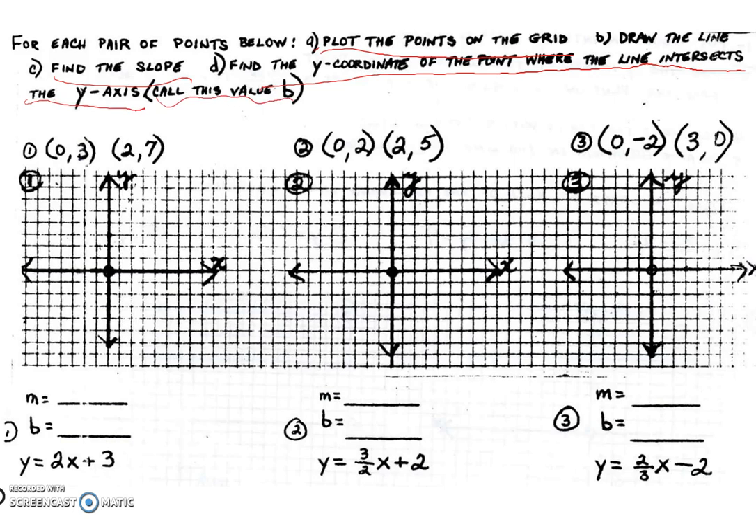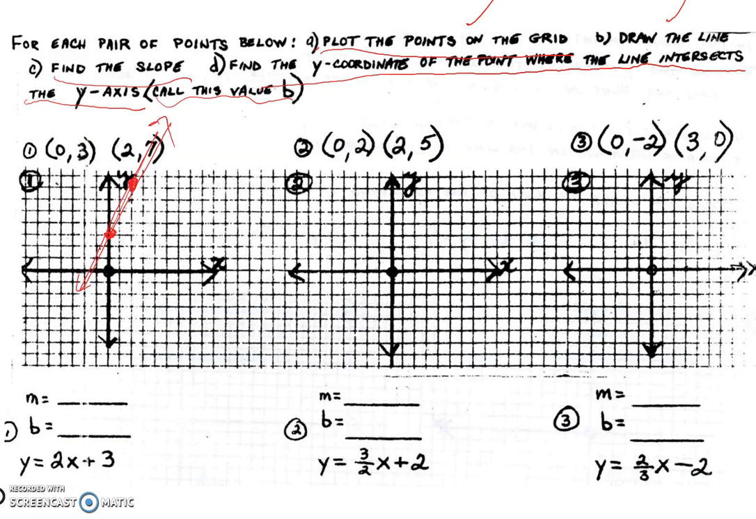Okay, so for the first one, we plot a point at 0, 3. We plot a point at 2 and 7. That was our first step. Next, we're going to draw the line. Should really be using a straight edge, but good enough.